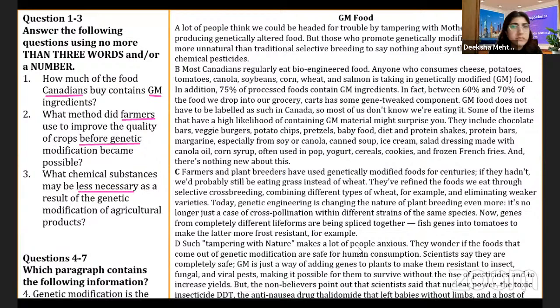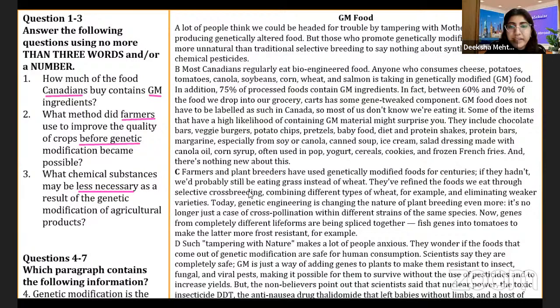All right, let's discuss the first three, because you have only 20 minutes for one passage. So what are we going to do? What did we do? We marked keywords, so we are going to look for them. First was Canadians. Here I found it: most Canadians.